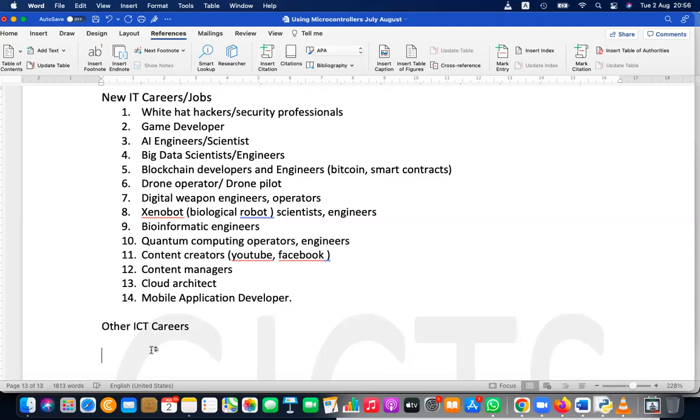Similarly, the white hat hackers are also hacking, but for the betterment of the society, the betterment of the people. That is why they are hacking. But they are also called security professionals. So that is a kind of game developer.